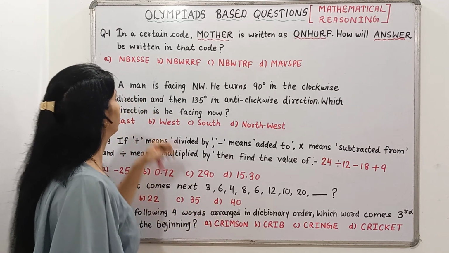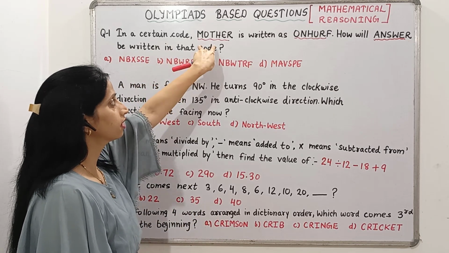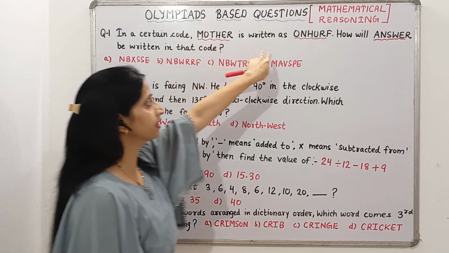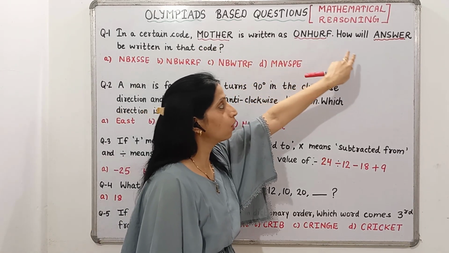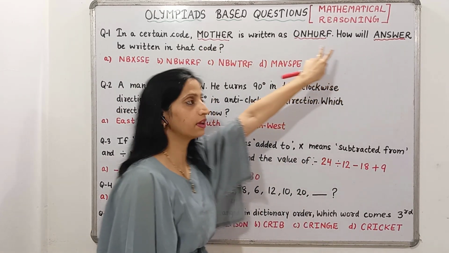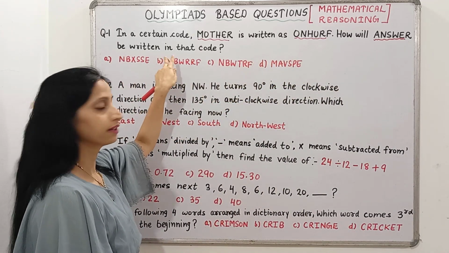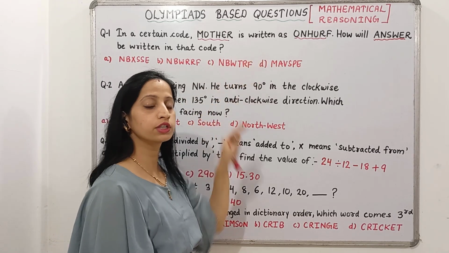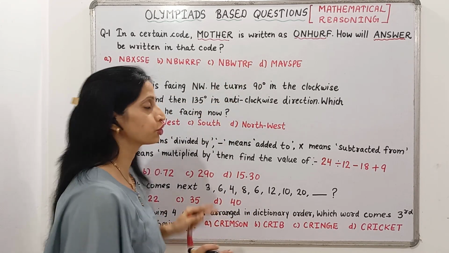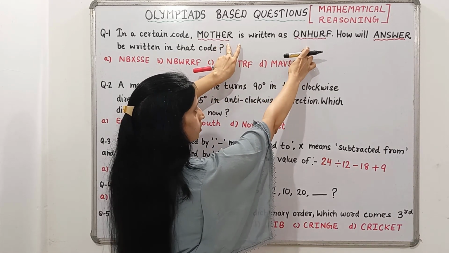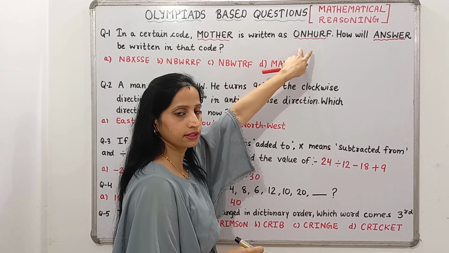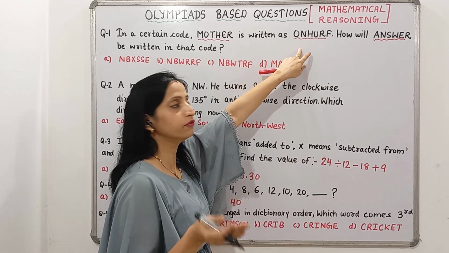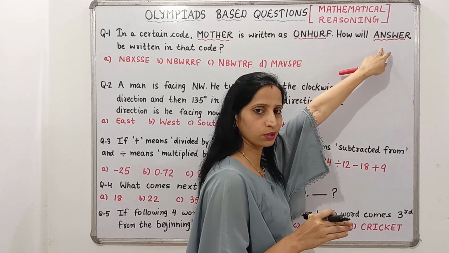The question number 1 is, in a certain code, MOTHER is written as this. How will another given word be written in that code? Okay, so what we have to do? First we have to find the relationship between these two given words, and then we will use the same relationship to find out our answer.